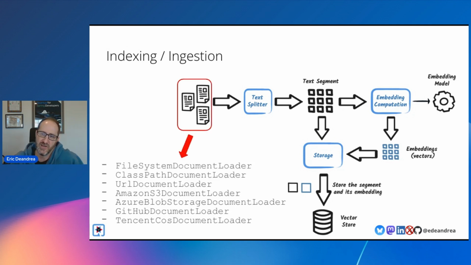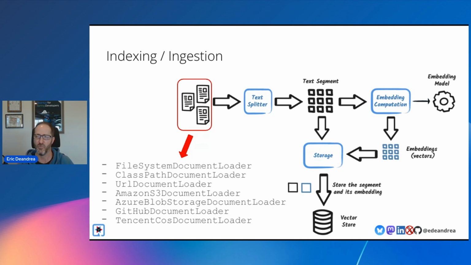And in LangChain4j, there are a bunch of different ways that you can do this. The first step is to get access to your data. Whether that data is on your file system, or in your class path, or available at some URL, or in an S3 bucket somewhere on some blob storage, or in GitHub or somewhere else, there are a bunch of different building blocks in LangChain4j to help you get access to whatever this data is.